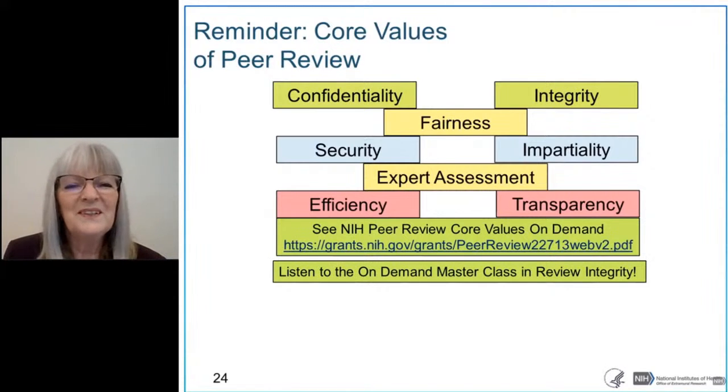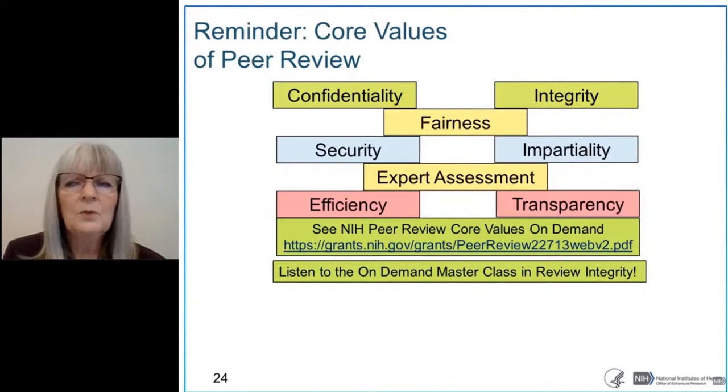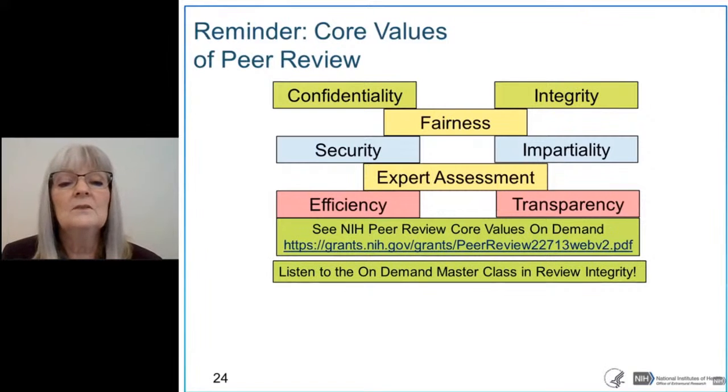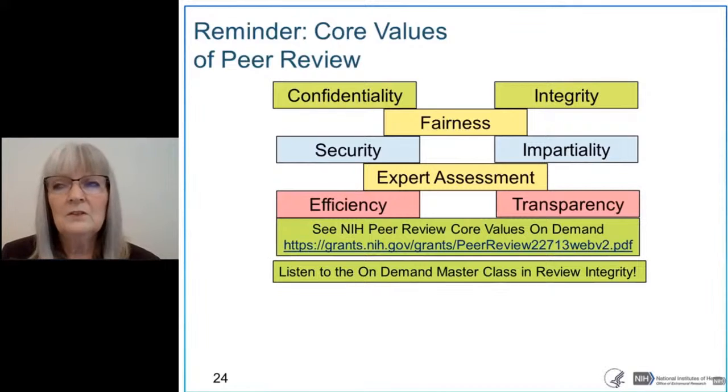Efficiency. We do our darndest to get these reviews done in the most expedient manner so you get your results as soon as possible. But we also have to balance that against cutting corners. We have to make sure that we get the right reviewers, that we consider conflicts of interest, and that there's sufficient time for discussion and all of those things. You'll see that efficiency is catty-cornered on this slide from integrity. So that's a tension in the system that we have to balance.